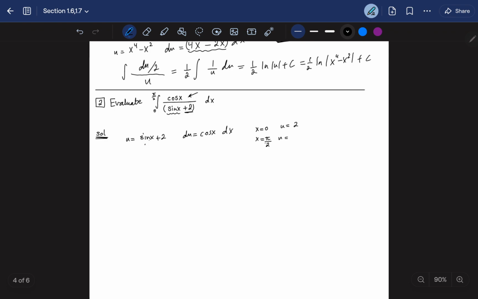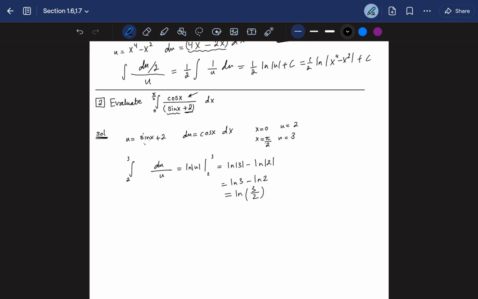Once you plug in pi over 2 here, you're going to get 1 plus 2, and that's 3. So now I have the integral from 2 to 3 du over u. So this is going to be equal to ln of |u| from 2 to 3 using the first formula, and then upper bound minus lower bound. This is ln of 3 minus ln of 2. Using properties of ln, this is just ln of 3 over 2.